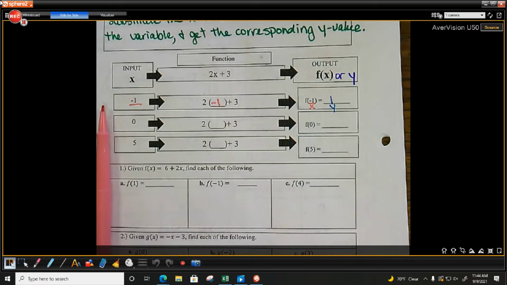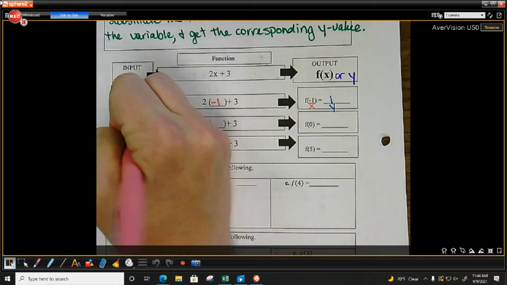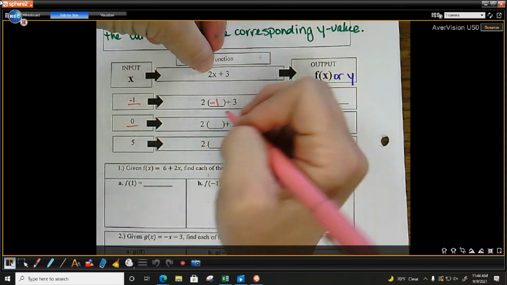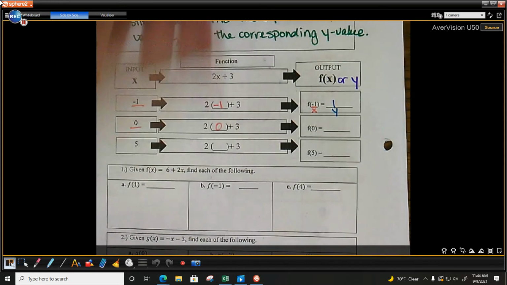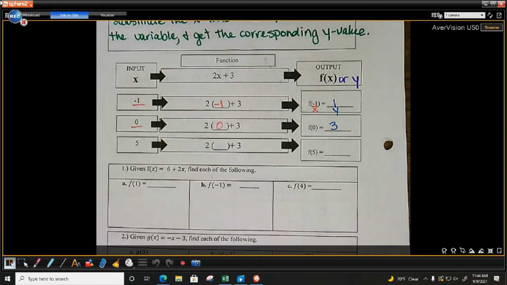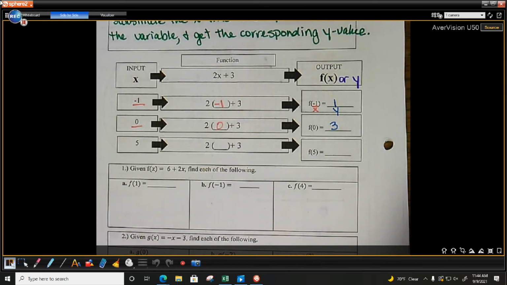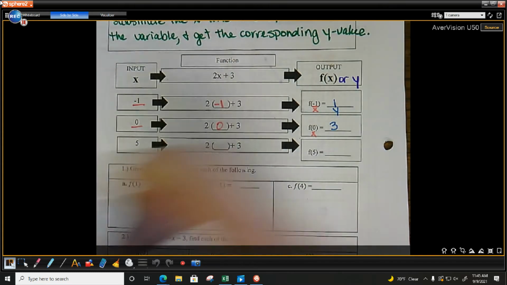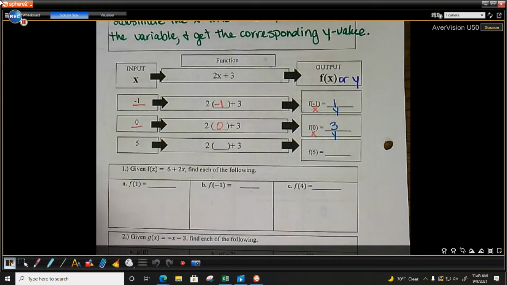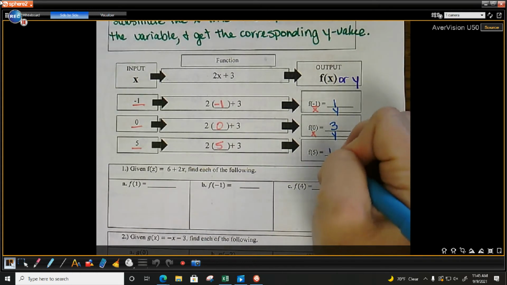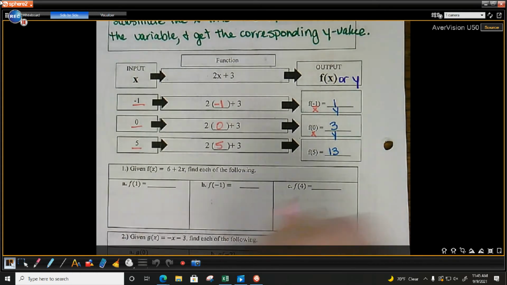Next, I'm going to put in my x. Put in 0. So 2 times 0 plus 3. And that's 3. So what's my x value here? 0. And what's the y value? 3. Good job. Then I'm going to put 5 into my function. And 2 times 5 plus 3 is 13. So what's my x? And what's my y? There you go.